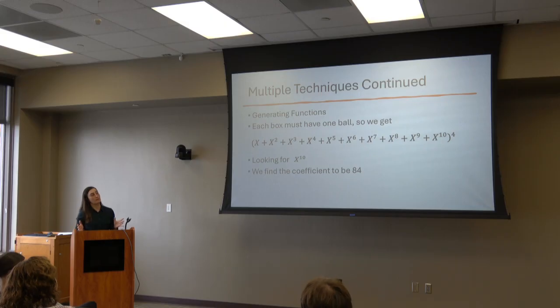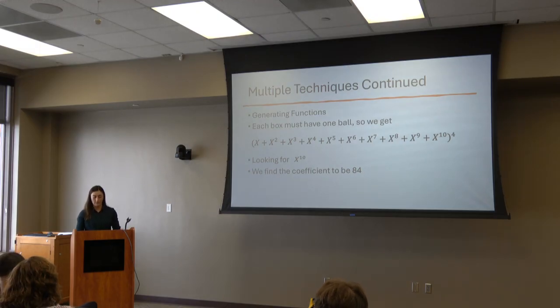So if we were to multiply that out like any other polynomial, we're looking for the coefficient on x to the 10th, because that's how many ways you can distribute those 10 balls. And after multiplying that out, we find that the coefficient is 84, which matches the other two that we got. This shows that for a single problem, you can use a variety of different methods, some of which are clearly easier and less labor intensive than others, like the formula rather than generating functions.